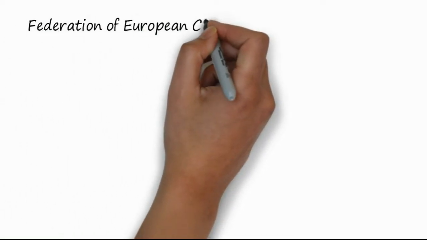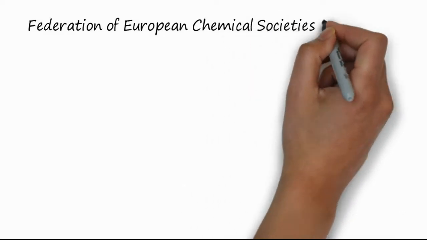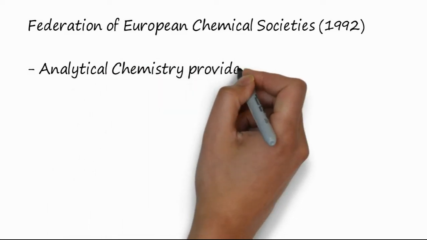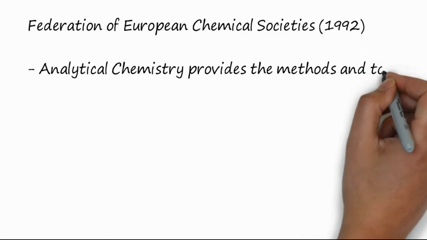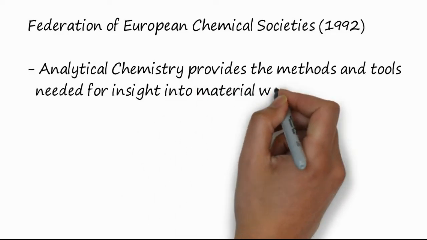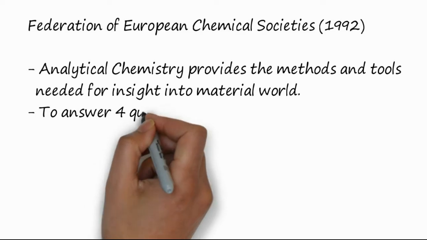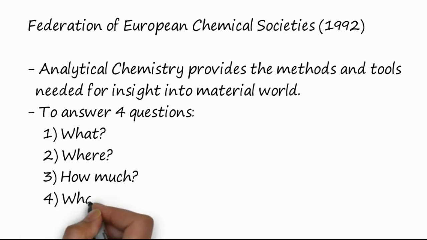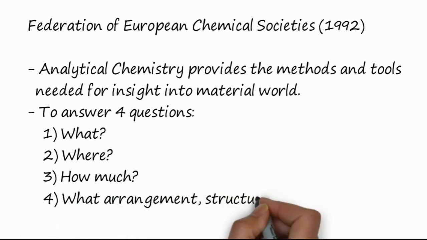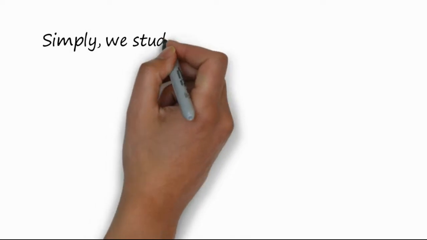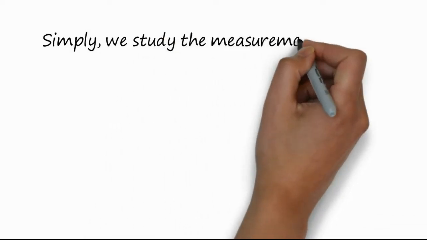In a conference of the Federation of European Chemical Societies in 1992, analytical chemistry was defined as providing the methods and tools needed for insight into the material world, and we need to answer four questions in analytical chemistry: what, where, how much, and what arrangement, structure, and forms. Simply, we can say that we study the measurement process in analytical chemistry.